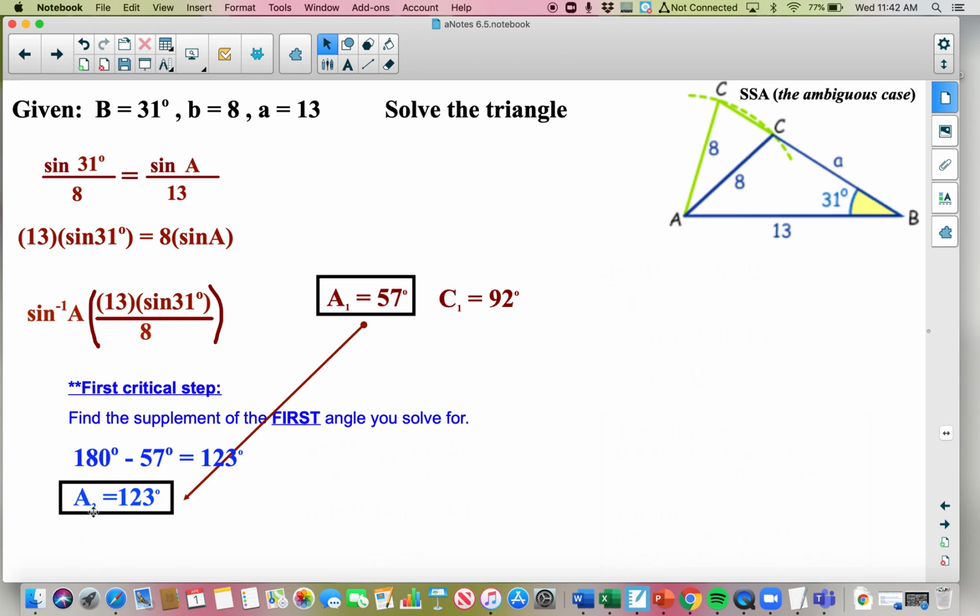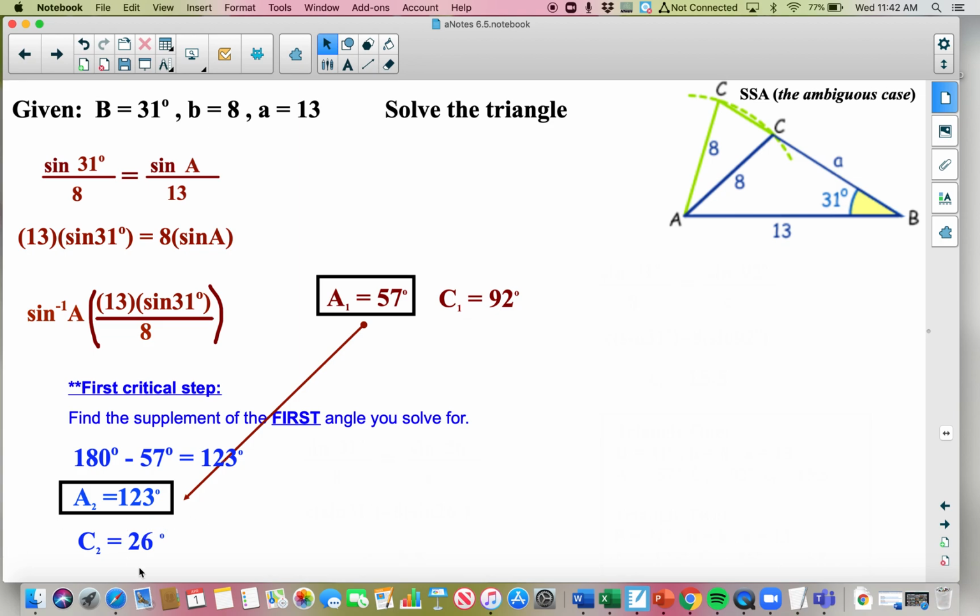Do the same thing with the second triangle's angle A. 123 plus 31 is 154. Subtract that from 180, and I know that the second triangle's angle C will be 26 degrees. So now I have two completely different triangles, right?